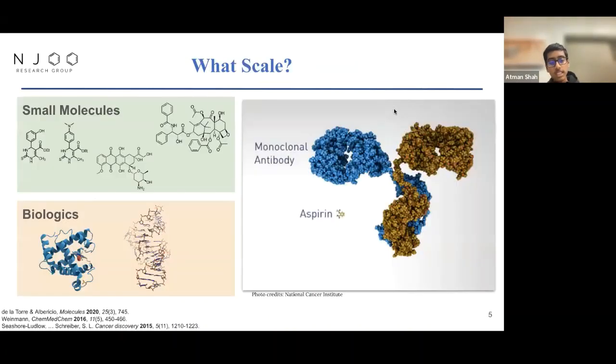And so since antibodies are such massive molecules, when talking about ADCs, it's kind of important to note the scale of the molecules we're working with. As you can see on the right, aspirin is considered a small molecule of sorts, and compared to a monoclonal antibody, it's tiny. And so monoclonal antibodies are part of a class of molecules called biologics, which involve classes of proteins and other large molecules that are found in your body.